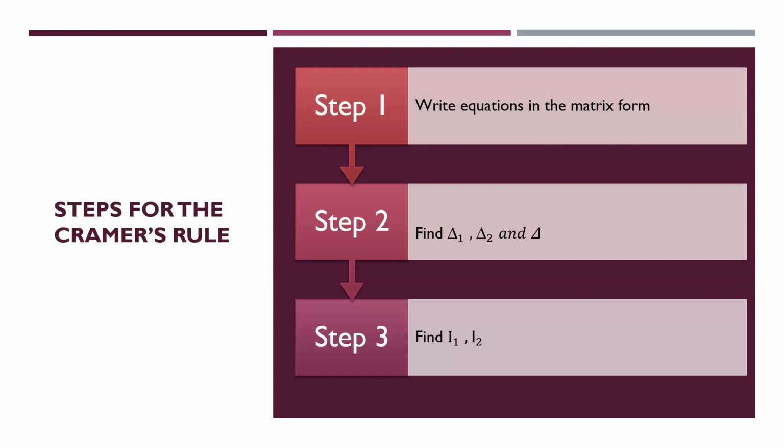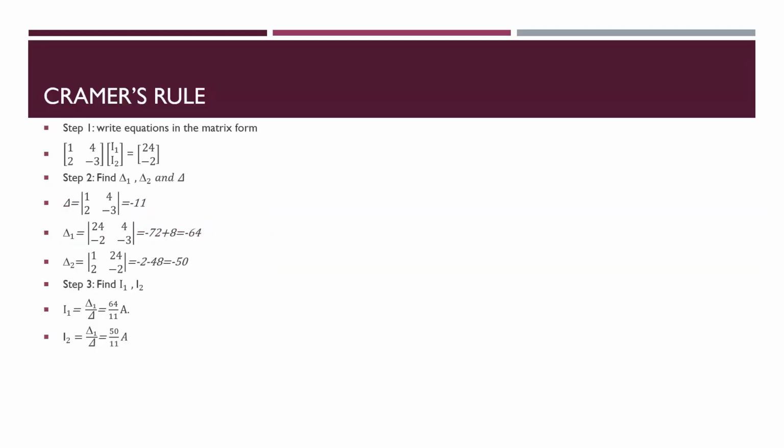Now the third method is Cramer's rule. You can use Cramer's rule also, and here in step 1 you have to write the equations in matrix form. Then in step 2 you have to find delta 1, delta 2 and delta. I will discuss in the next slide how to find delta 1, delta 2 and delta. And for step 3 you have to find the final answer of I1 and I2.